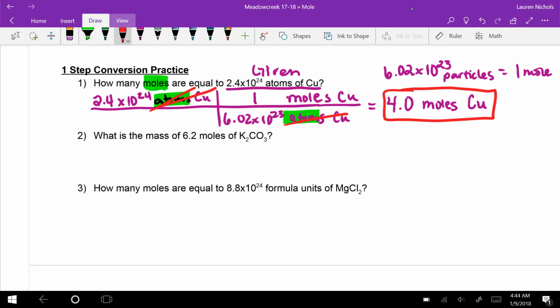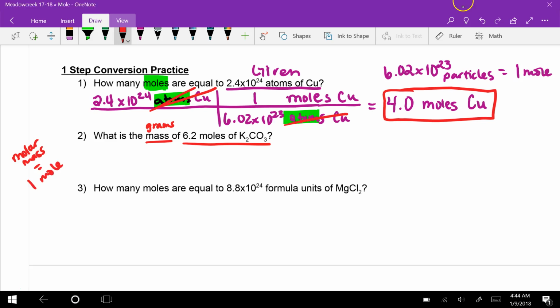Now, if we look at number 2, what is the mass of 6.2 moles of K2CO3? Okay, this problem is a little bit different. In this case, if we were looking at our mole map, we're starting out at moles, and we need to go to mass, or grams. So that means we're going to need to use our molar mass as our conversion, because remember, molar mass is equal to your 1 mole.